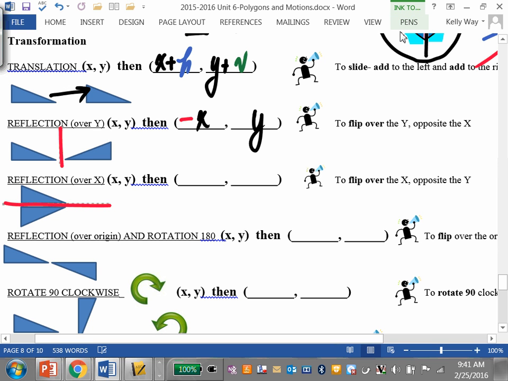To flip over the x, you take your xy and you opposite your y coordinate. Now that seems backwards. You'll understand it when we do it physically.